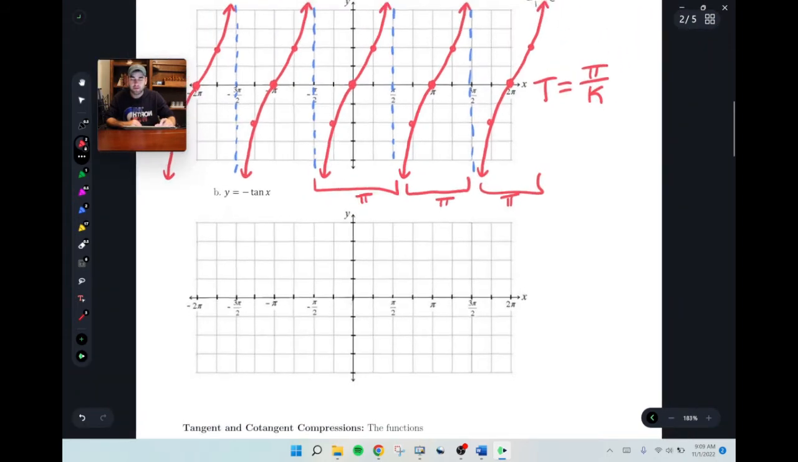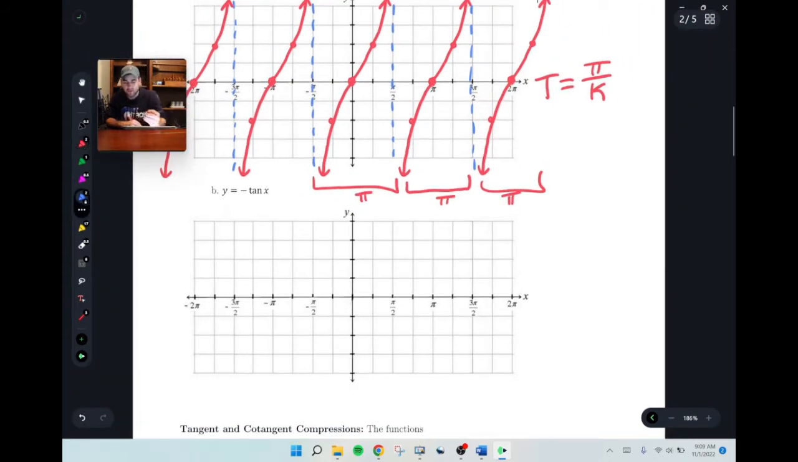The parent function is a cycle of pi, or a period of pi. All right, well, here we go. This is not too crazy. This is just saying vertically reflected. So if we vertically reflected, or reflected across the x-axis, will the asymptotes change? Probably not. Will the zeros change? Absolutely not.